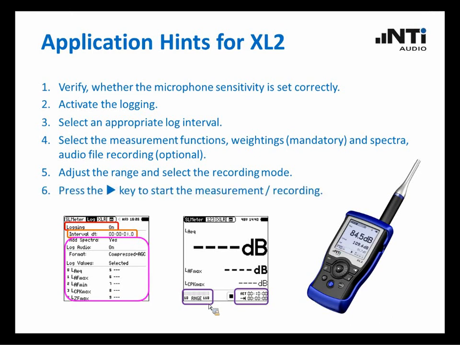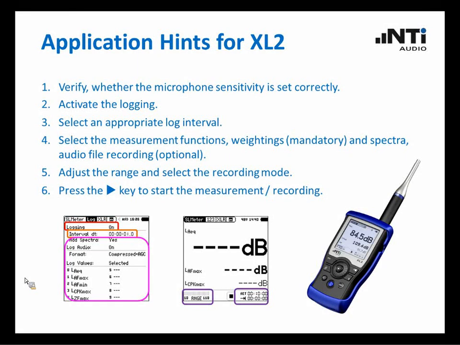Sorry, that was one too early. And you should also adjust the recording mode, for instance, continuous mode or repeated. Repeated was the one that I presented to you before. And the final step is to press the start key to make sure that the measurement begins in that moment.